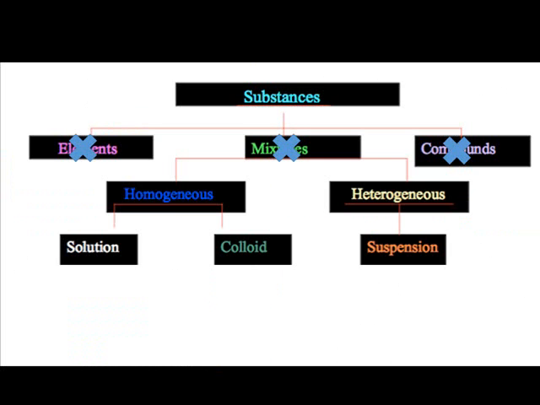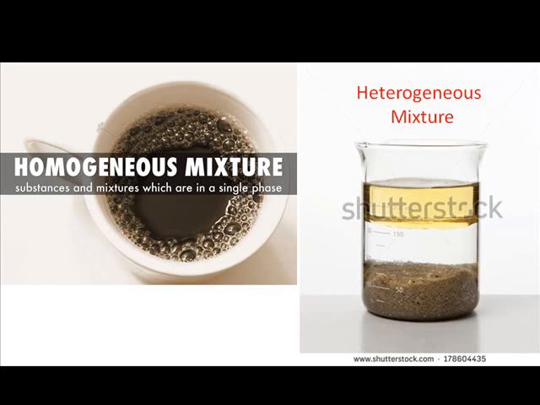Mixtures are either homogeneous or heterogeneous. Now, what does that mean? Well, a homogeneous mixture means the substances in the mixture are in a single phase. For example, a cup of coffee. In that coffee, you have caffeine, perhaps sugar, perhaps liquid milk, and a whole host of what are called tannins, and then of course the coffee molecules that give coffee its taste. So there's a variety of molecules in there, but all of them are mixed evenly throughout the entire liquid.